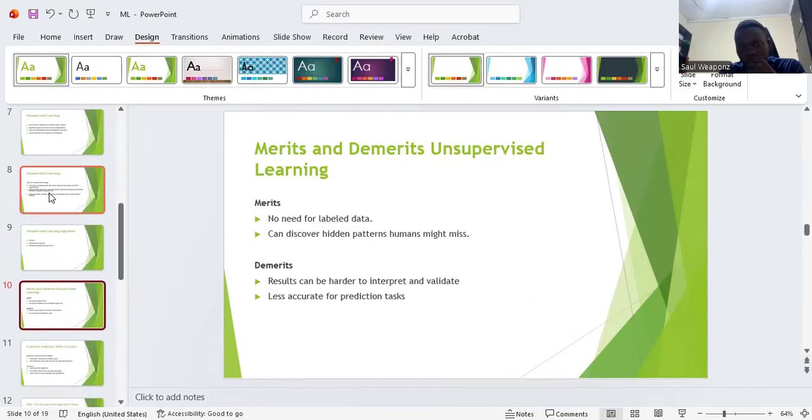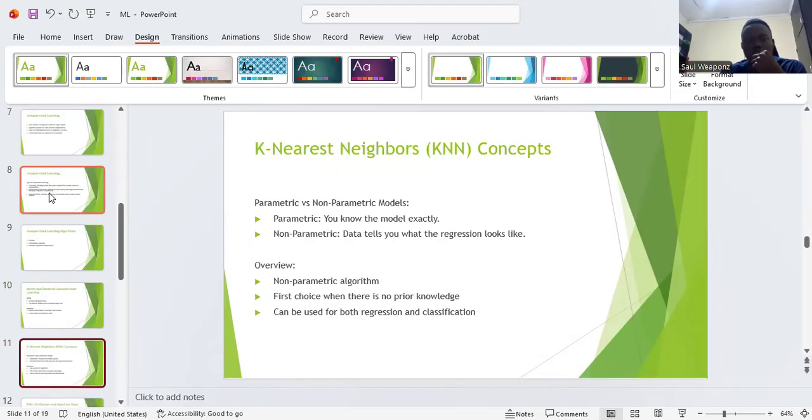Going into the merits and limits of unsupervised learning, no need for labeled data is a merit, because on the previous slide I talked about the need for labeling data taking up a lot of effort and time. Another merit is that the model is able to discover hidden patterns or groupings in the data that might not be discovered by a human being. On the other side, the demerits are that results can be harder to interpret and validate, remembering that the model has learned things on its own, and it is less accurate for prediction tasks.